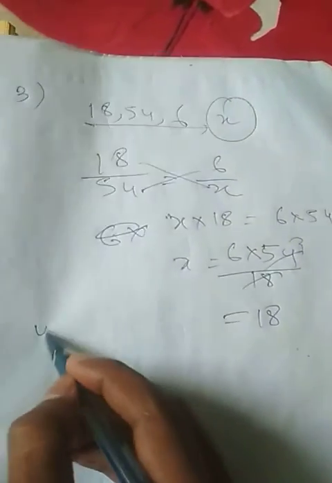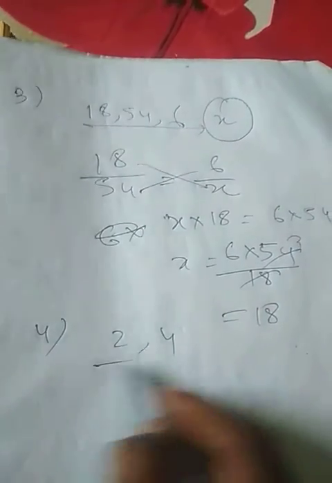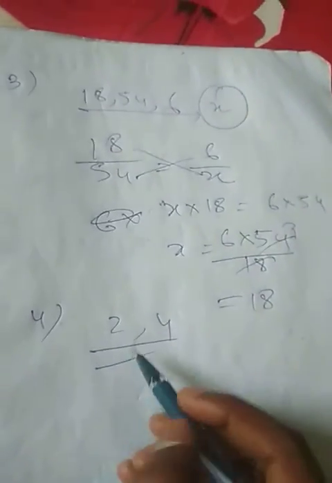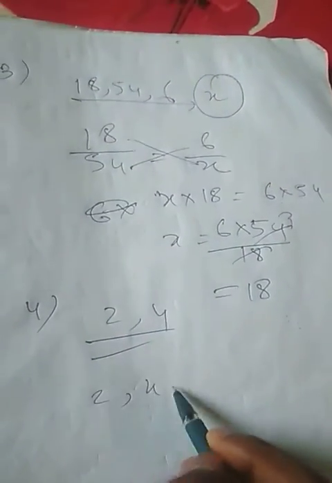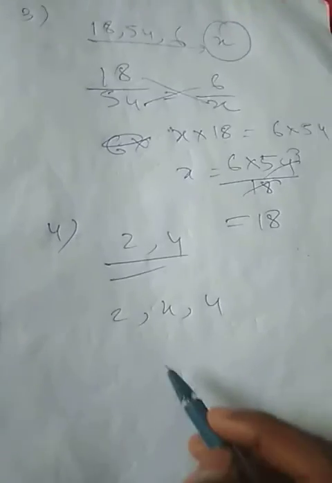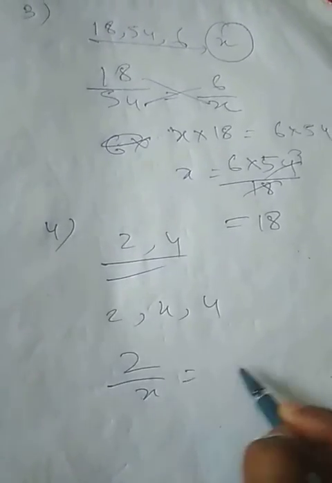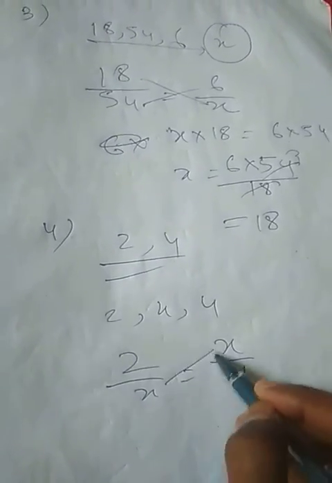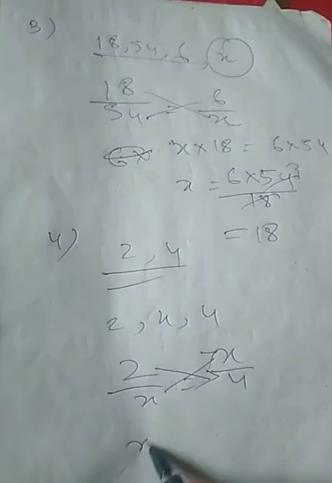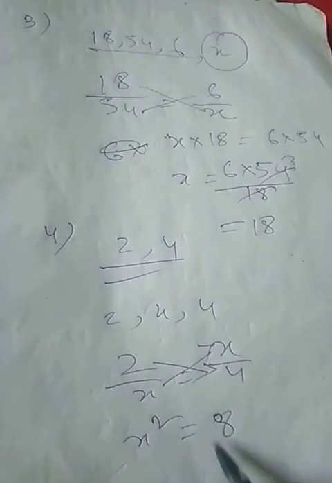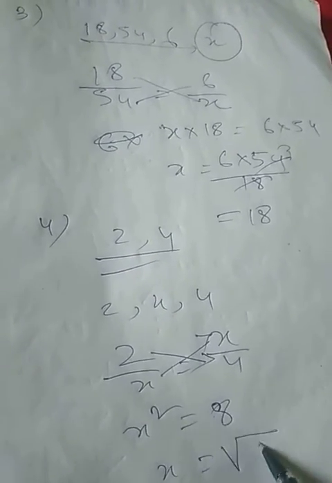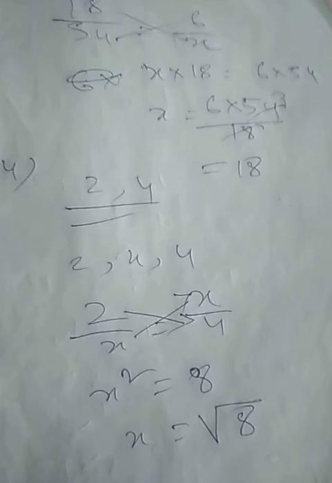Here one more maths, 2, 4 is given. It is said find the third. That means the third proportion is missing. So I can write 2 by x equal to x by 4. In the same way you can find out the number. x into x, x square, equals 2 into 4, 8. So x is equal to root over 8. That is the answer.